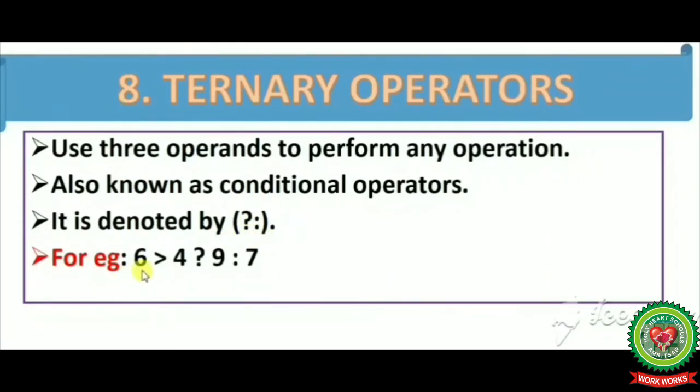if we check 6 is greater than 4. If 6 is greater than 4, we will get the answer 9. And if 6 is not greater than 4, means 6 is less than 4, so we will get the answer 7. So this way we can use the ternary operator in Java.